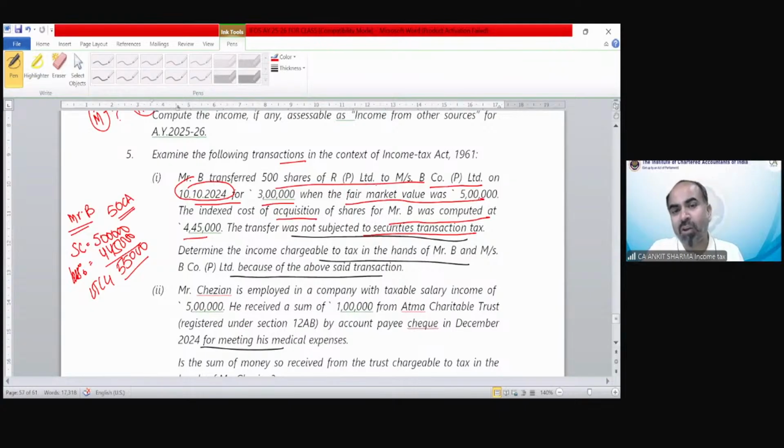Now these shares worth 5 lakh rupees have been received by Messrs. B Company Private Limited for 3 lakh rupees. So there would be a 2 lakh rupees inadequate consideration case applicable. That is going to be treated as Messrs. B Company Private Limited's income from other sources and is going to be taxed in this scenario.